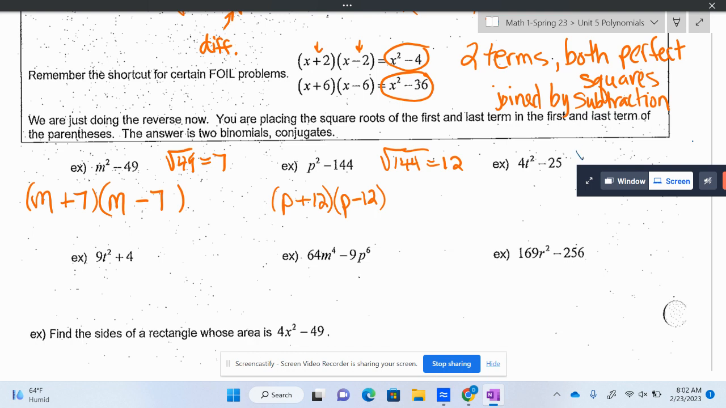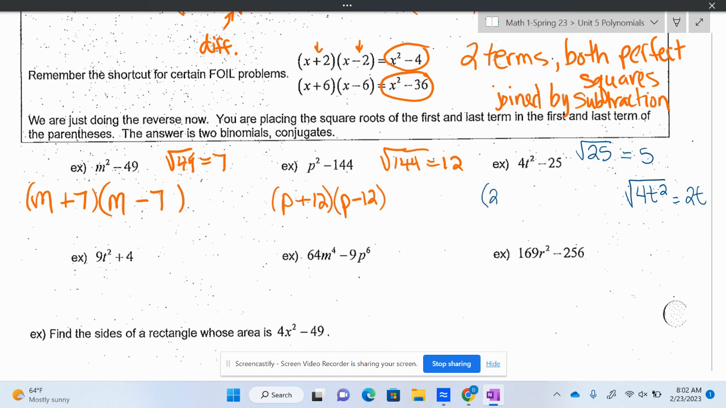The square root of 25 is 5. What is the square root of 4t squared? Well, what number do you multiply together to get 4? 2. And what do you multiply together to get t squared? T. Yeah. So we're going to do 2t plus 5 times the quantity of 2t minus 5.